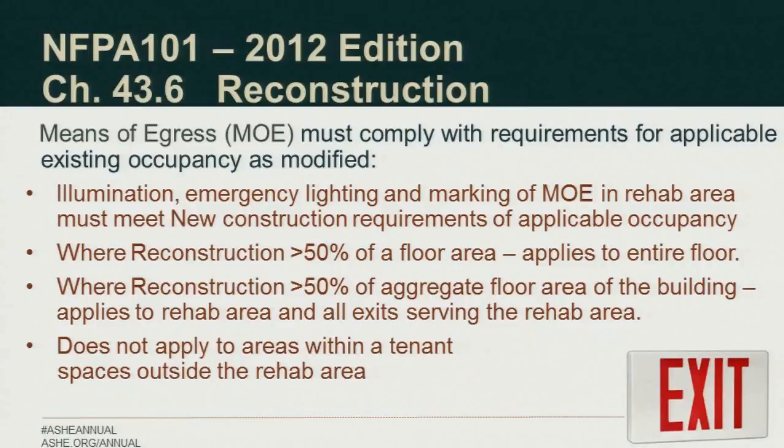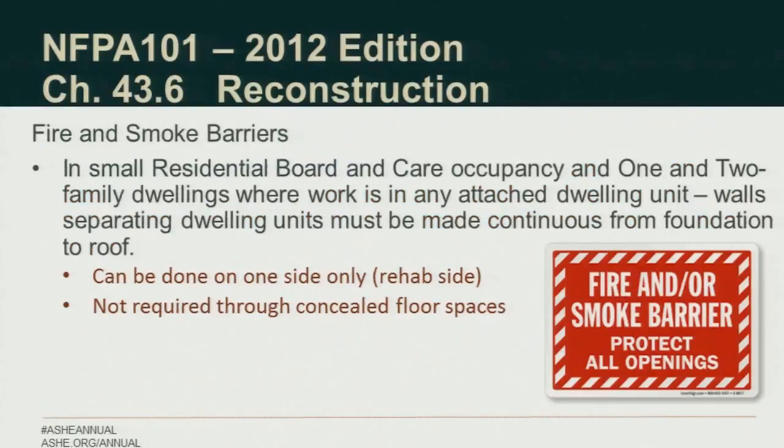Yes, it does say 2015. If the occupancy, only if the existing chapter requires the separation. There are some requirements for fire and smoke barriers, but it's only in a couple of occupancies, basically dwelling units. Small board and care and one- and two-family dwellings, where the work is in any attached dwelling unit, the walls separating dwelling units must be continuous from foundation to the roof.